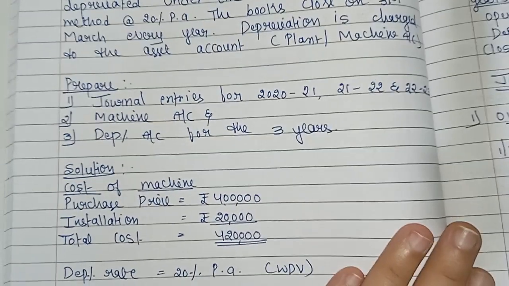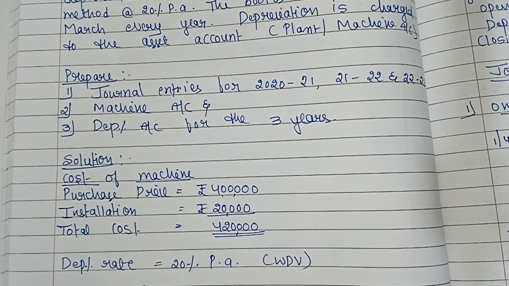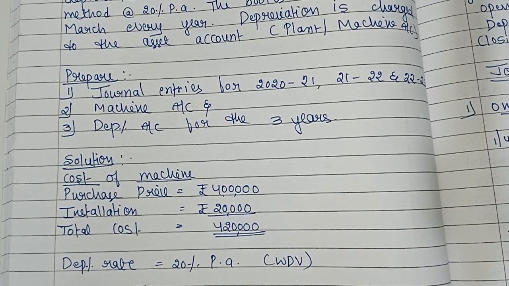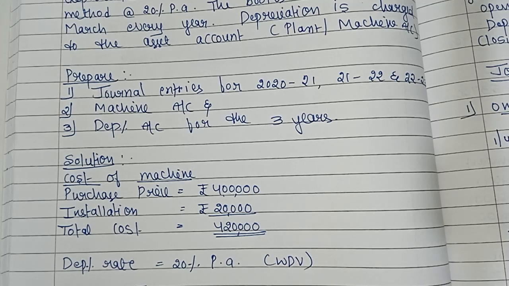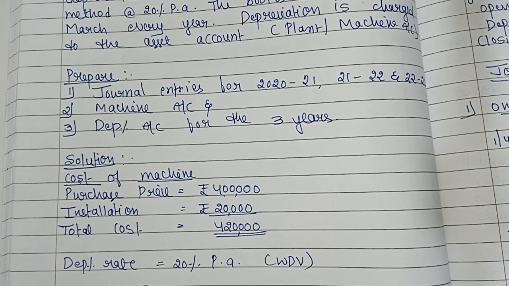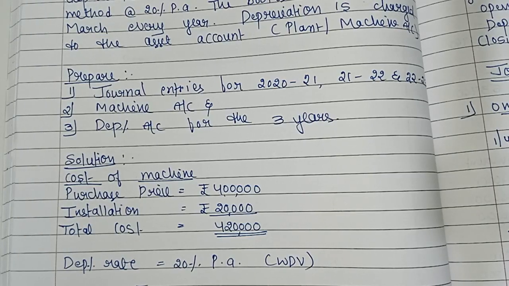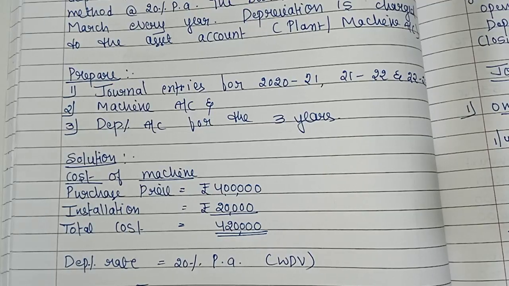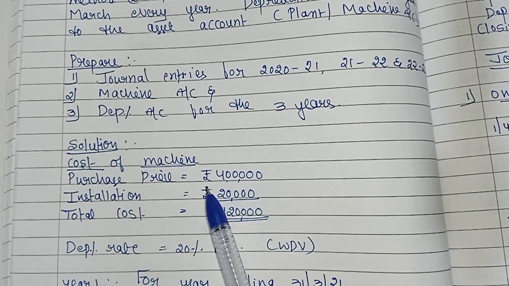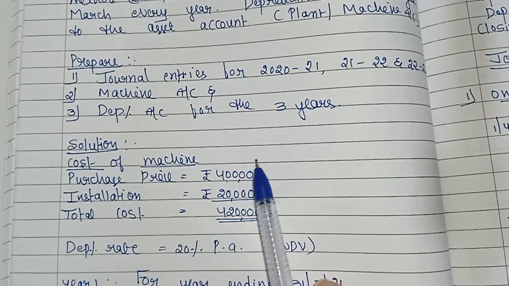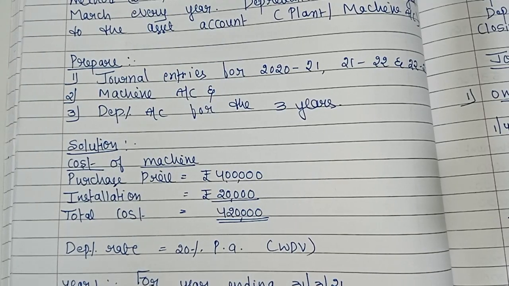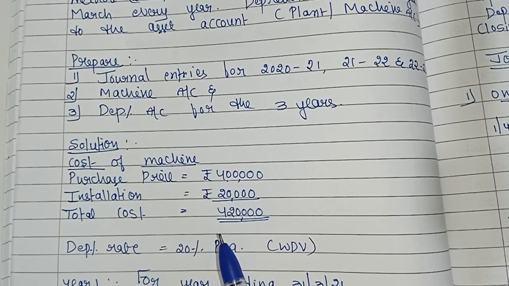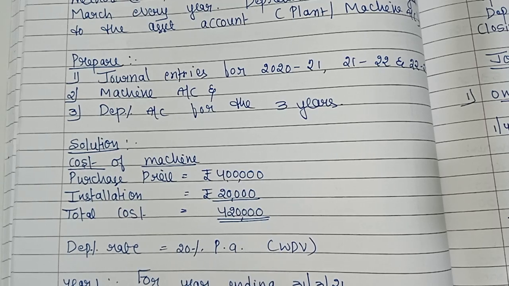So let's solve the problem. First we have to find out the depreciation for all the 3 years, because here we are following the written down value method of depreciation. In straight line method, the depreciation amount remains the same for the 3 years, but under written down value method the depreciation amount will change. So first we need to determine the cost of the machine. Purchase price 4 lakh and installation 20,000. So total cost of the machine is rupees 4 lakh 20,000. For the first year we have to charge the depreciation on rupees 4 lakh 20,000.